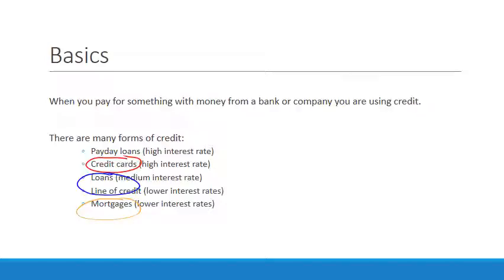A payday loan is something you would like to avoid as well. That's when you're down on your luck, maybe you don't have as much money as you want right now, and you're not able to get money through a credit card or through a bank. Then there's another way of getting money, and it's through a payday loan.